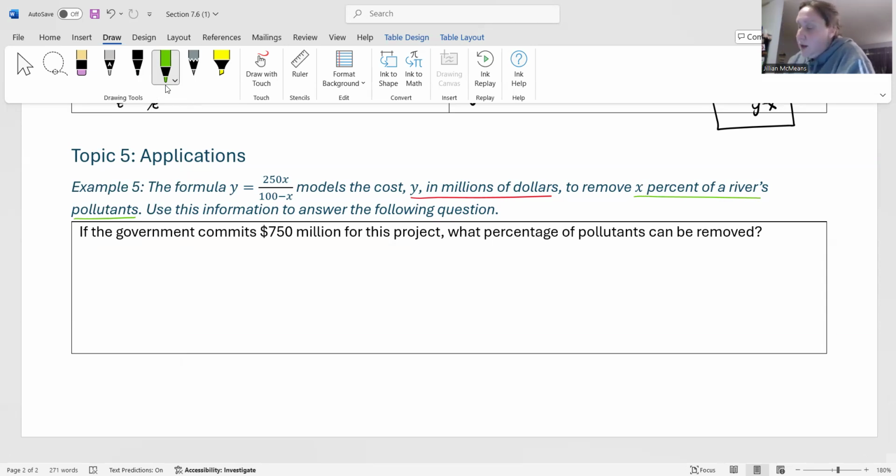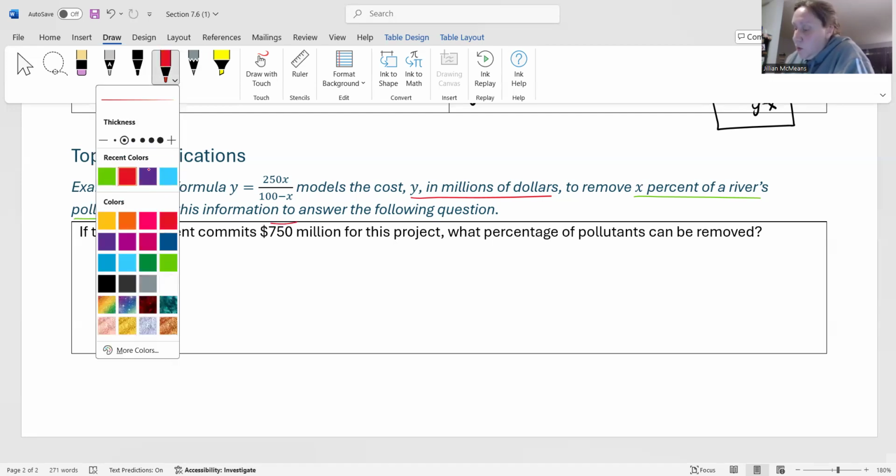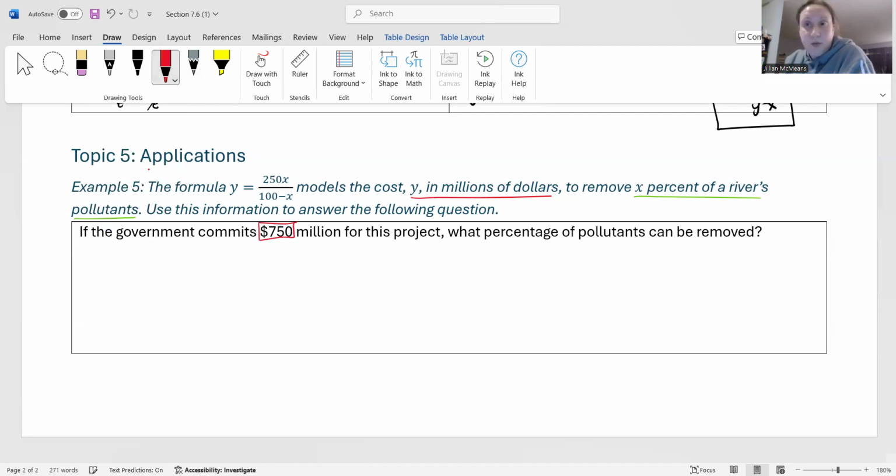So let's see. This right here is going to be our y. This is the cost. We can go up to this cost. That's what the government is funding. So we're going to say 750 million, and we're just going to leave it as 750, and then we'll tack on a million if we need to, in an explanation. It's going to equal 250x over 100 minus x. We definitely have a rational equation here.